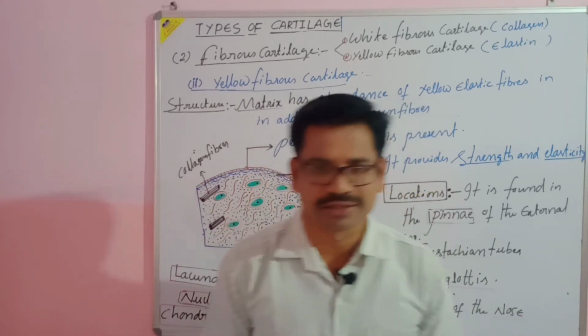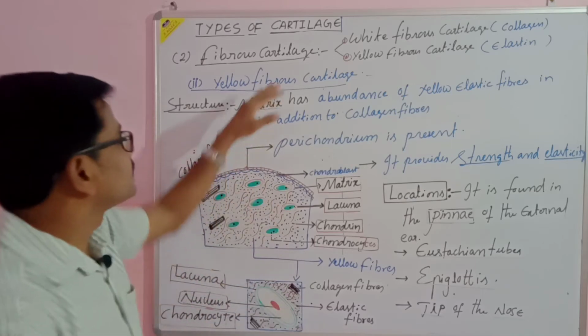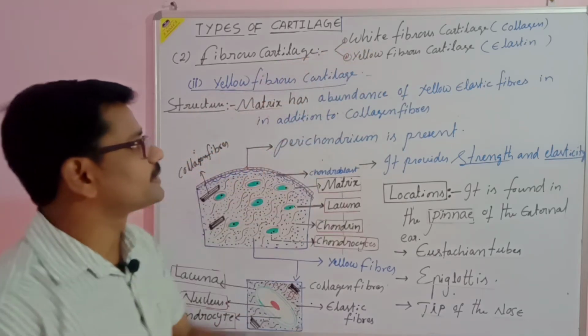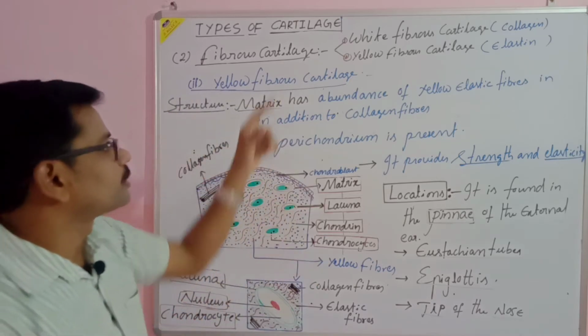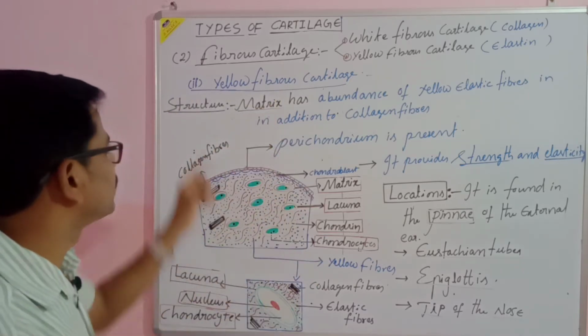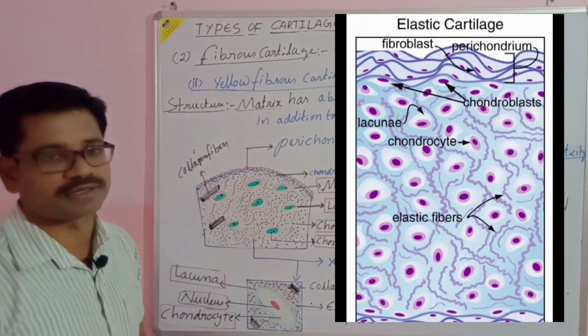You are watching Diksha Medical channel. Today we are going to talk about fibrous cartilage, which is generally divided into two types. One is white fibrous cartilage, and the second one is yellow fibrous cartilage. In the last lecture we completed the white fibrous cartilage. Now we are going to explain the second type of fibrous cartilage, called yellow fibrous cartilage.